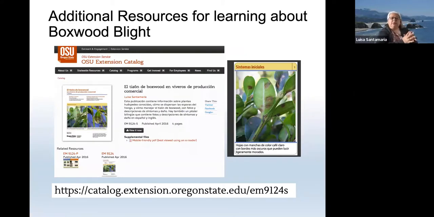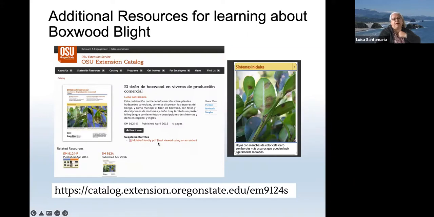I started to develop some material trying to help educate workers, and I tried to do it in a simple way, with the basic information. I know everybody's busy, and one of the things is the OSU Extension catalog. OSU has an extension catalog of publications, and we have those, like a fact sheet about boxwood, in English and in Spanish. But one of the ones that I really like, and I think is completely underused, is this. You can see here it is mobile friendly.